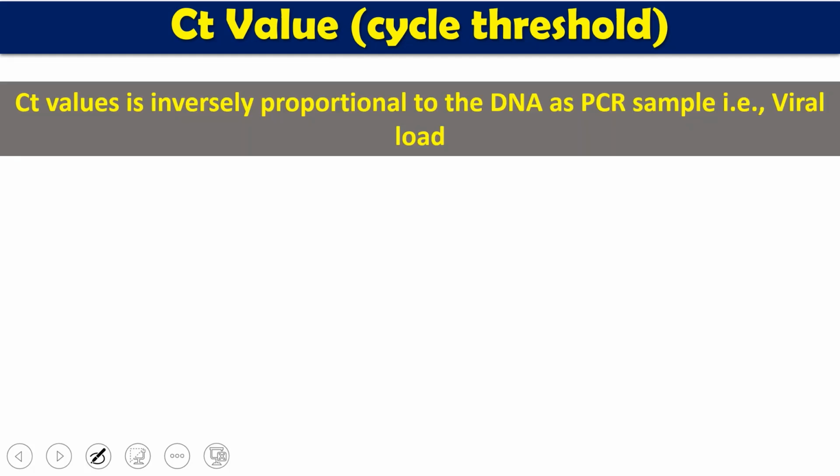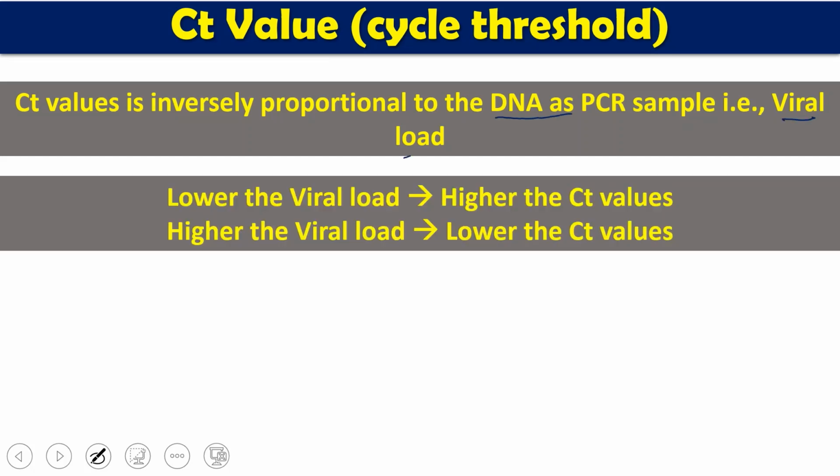So how are we going to denote it? CT value is inversely proportional to the DNA sample or viral load. It means when you have a lower viral load, the CT value will be higher, as we have seen in the case of patient A, where the viral load was less, so the CT value was very high, meaning you have to run more PCR cycles. In the case of patient B, where the viral load is high, the CT value will be lower, meaning you have to run only a small number of cycles to reach the cycle threshold value, or reach the detectable amount.